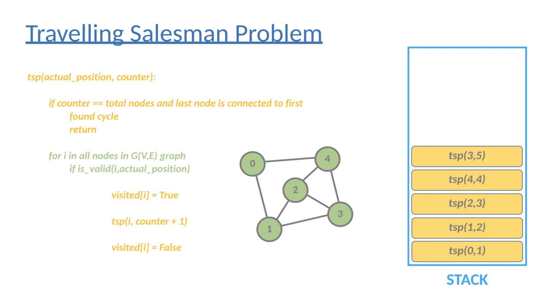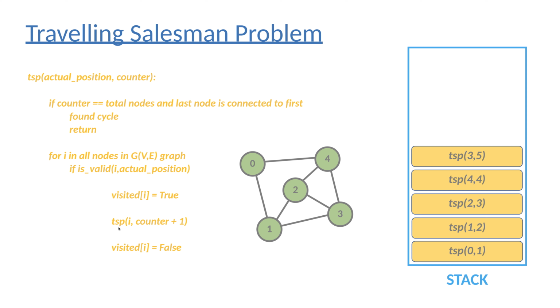So what do we have to do? We have to consider all the nodes in the graph one by one. Is it a valid node? Of course not, because we have already visited vertex 0. We have already visited vertex 1, vertex 2, vertex 3, and vertex 4. So this is the end of this function call.